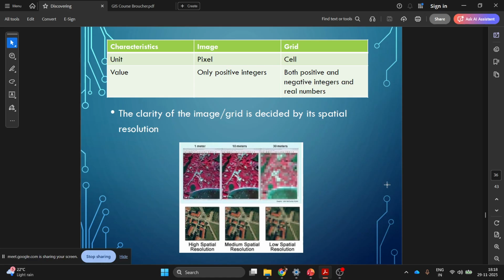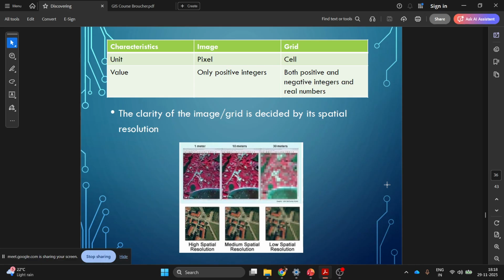So in case of a raster, the resolution is one of the major important points that should be noted. Whenever I'm starting a project, the resolution of the data is one of the major important factors, because if I'm working on a very small area, the resolution should be higher.